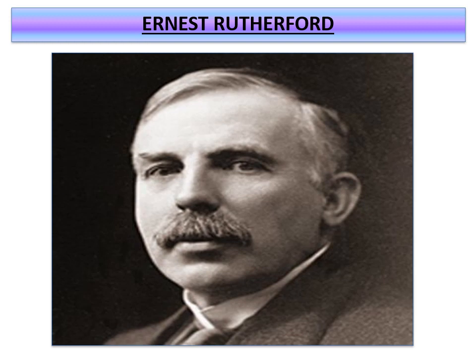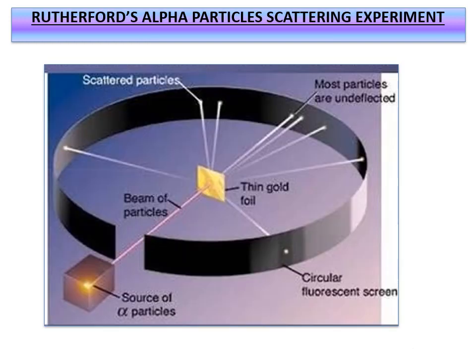So, the next atomic model was given by Rutherford. Ernest Rutherford was a scientist born in New Zealand, and in 1909 he did some experiments using gold foil and alpha particles. Those experiments are named Rutherford's alpha particle scattering experiment. So children, we are going to learn Rutherford's alpha particle scattering experiment.